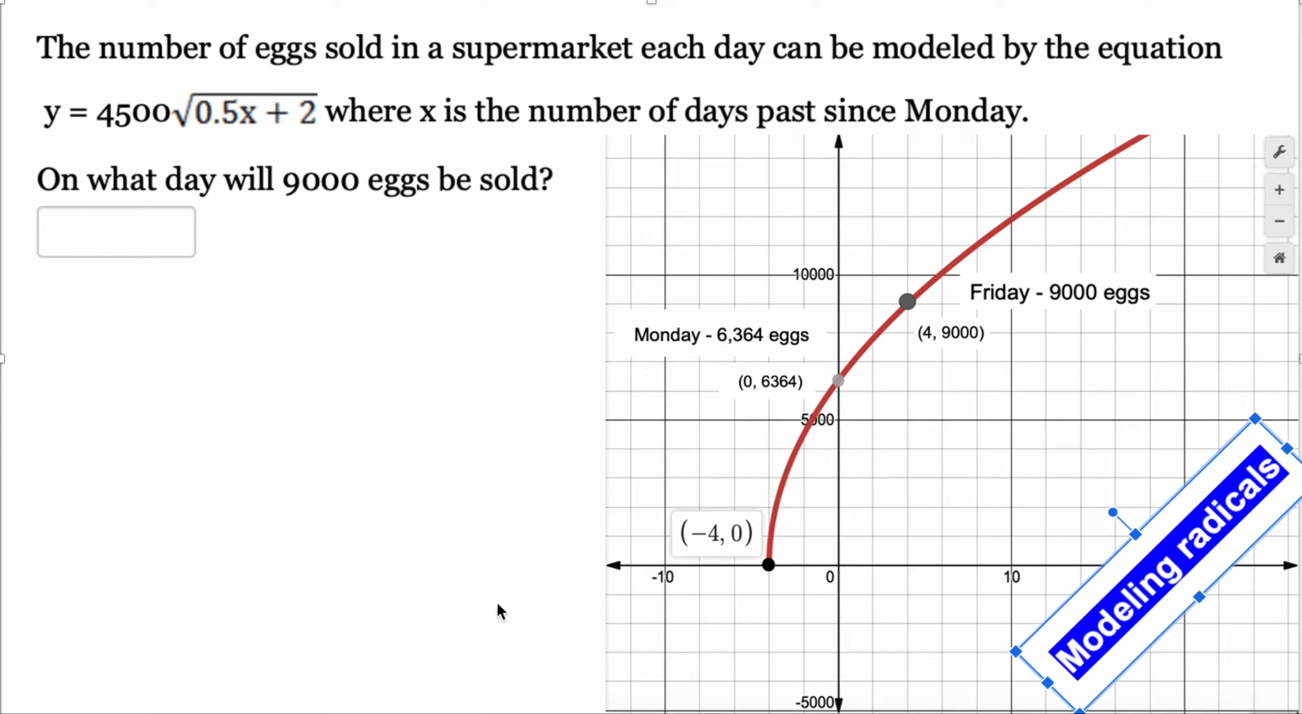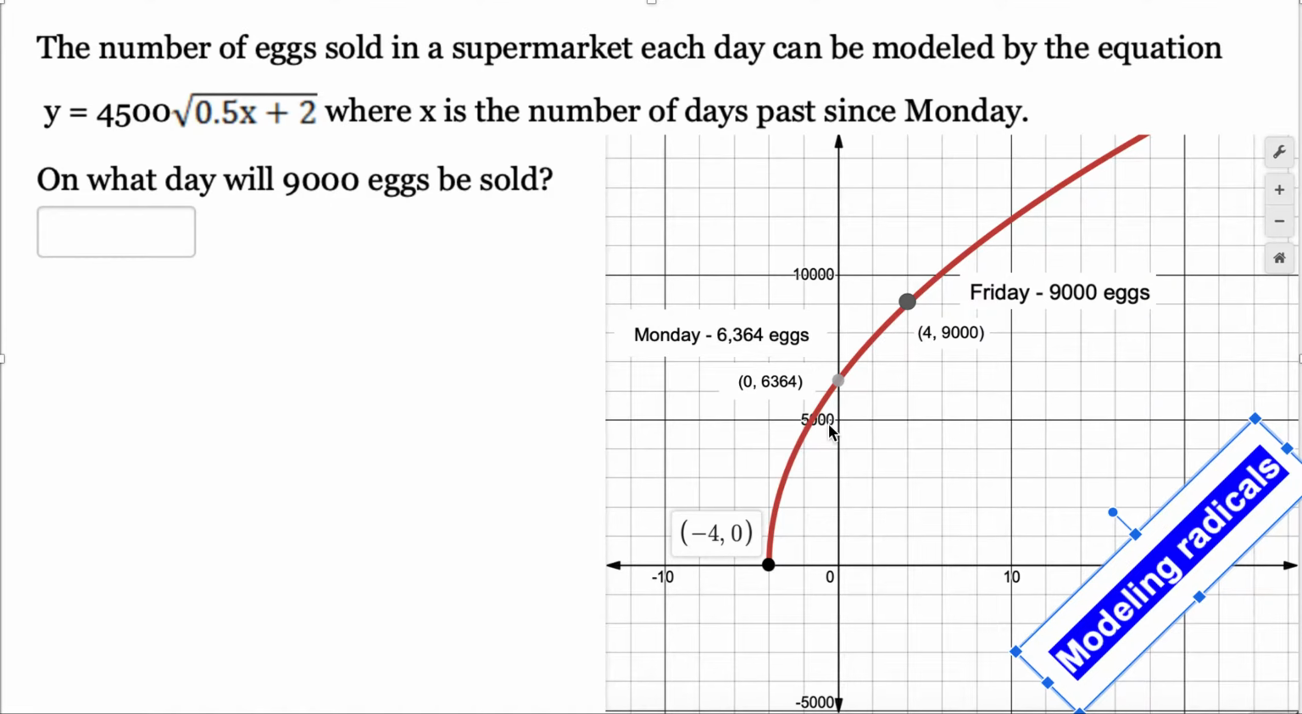In radicals, how can we model radicals? We have one example from a real world situation. The number of eggs sold in a supermarket each day can be modeled by the equation y equals 4500 square root of 0.5x plus 2, where x is the number of days since Monday. On what day will 9000 eggs be sold?